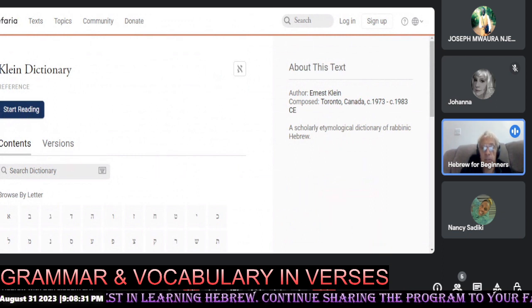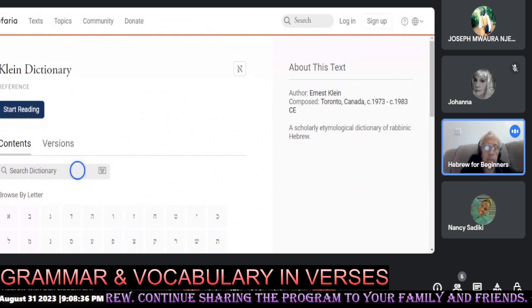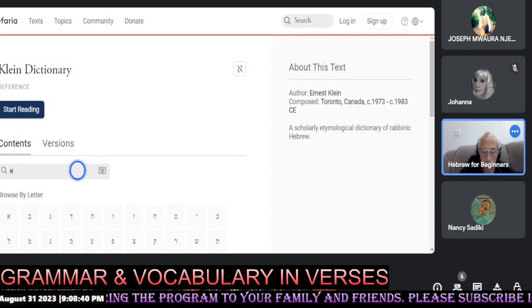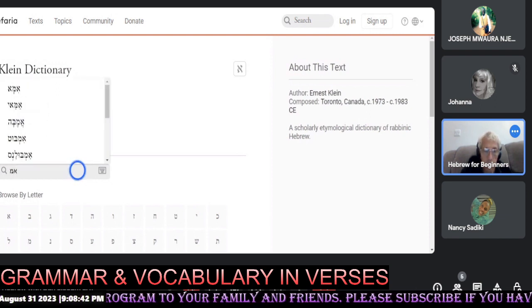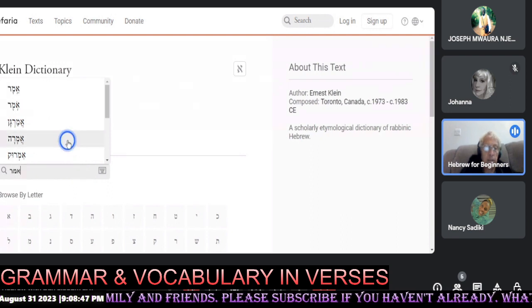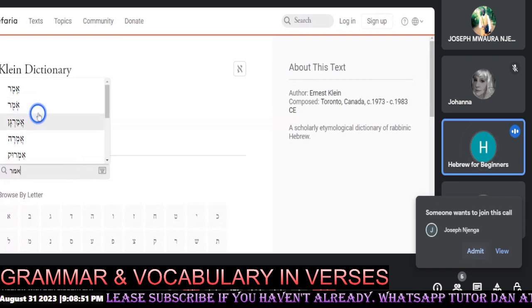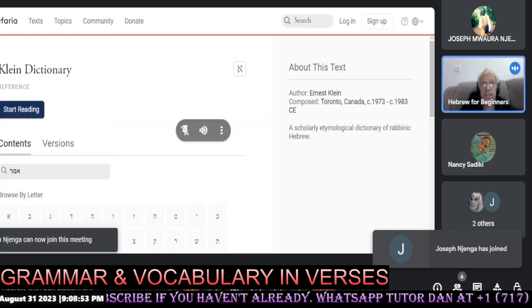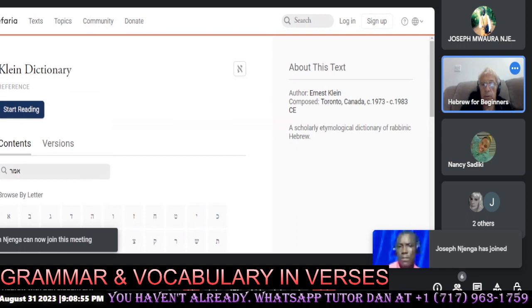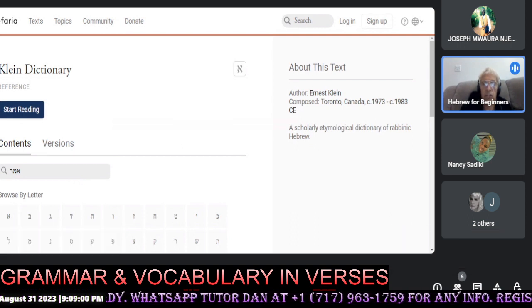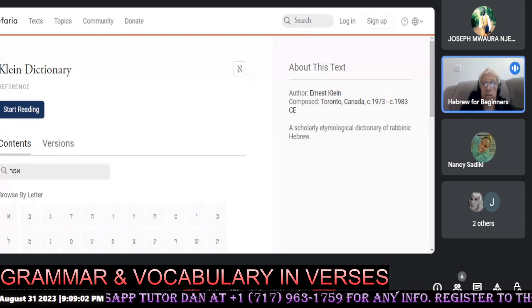So now I switch my keyboard to Hebrew, and we type aleph mem resh, and we have Amar, Omer. Sometimes it doesn't hit on the exact word you're looking for, but it's close enough that once you get into the page of the dictionary, you're going to find your roots.